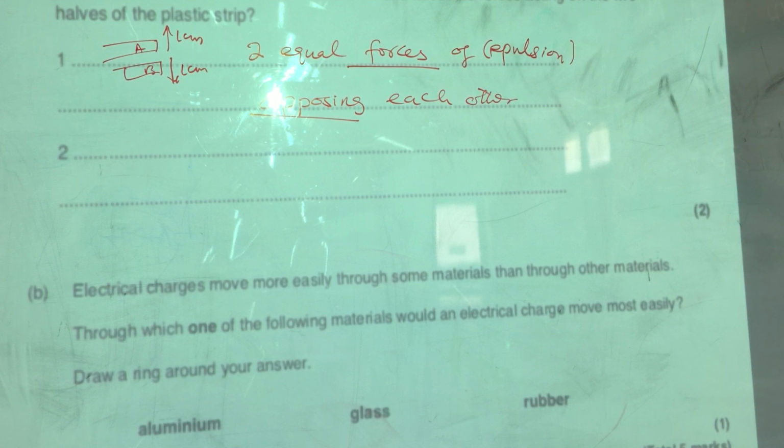Electrical charges move easily through some materials than through other materials. Through which one of the following materials will electric charge move most easily? Of course, it has to be a conductor, and the only metal there is aluminium. All of those charges will build up, but it will not necessarily move away from each other. So this question is very, very important. And it is essential that we all pay particular attention to it.